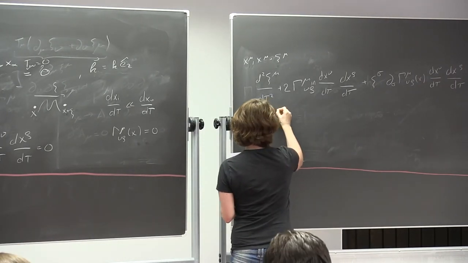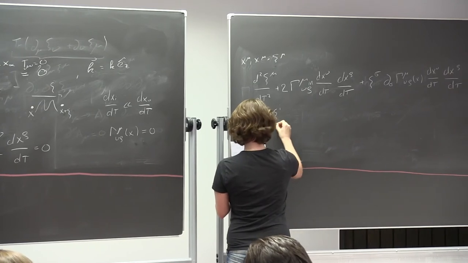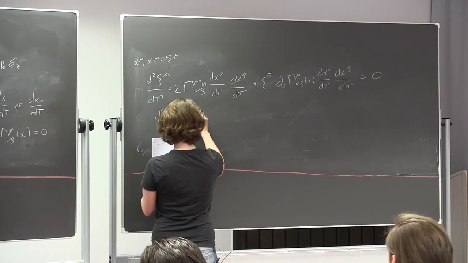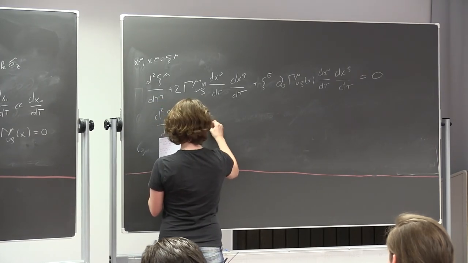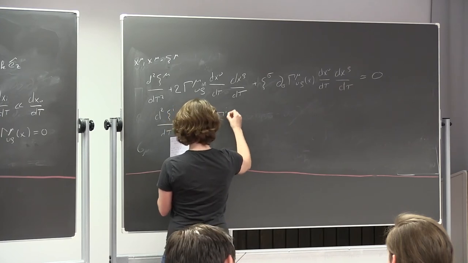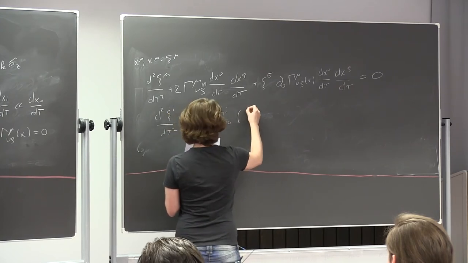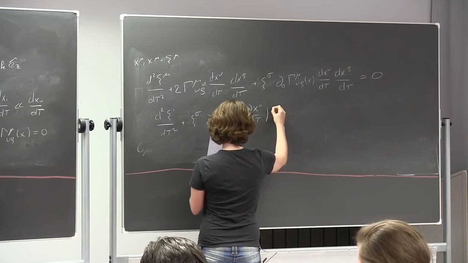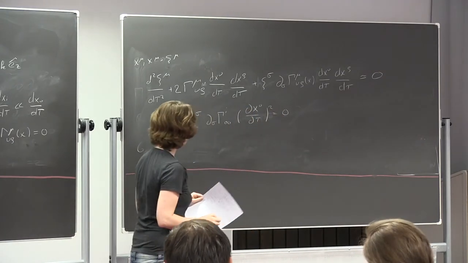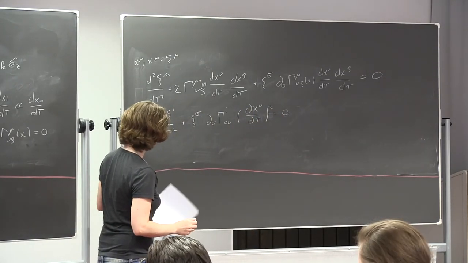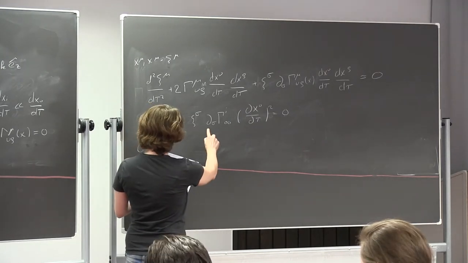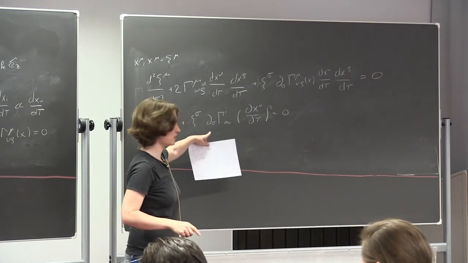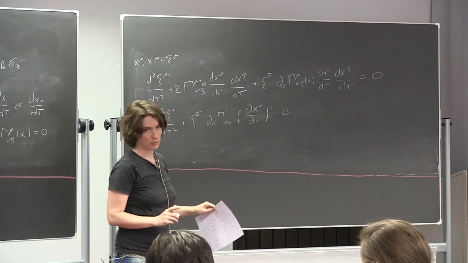All that's left is d²ξ^i/dτ² plus ξ^σ ∂_σ Γ^i_00 (dx^0/dτ)². Yeah. So τ is just time here. And so note that we set this zero, but only at one point, right? So that means that the derivative of it is not zero, yeah, because it was only zero at a single point.